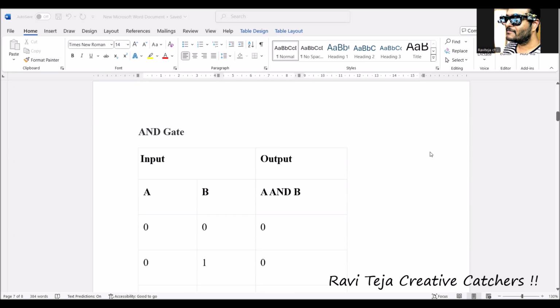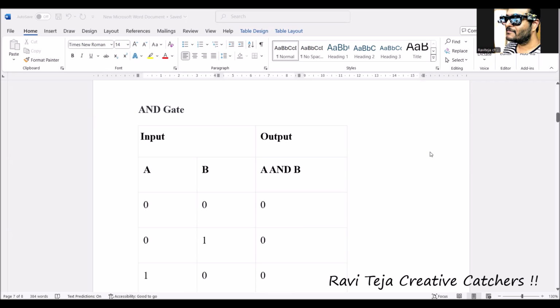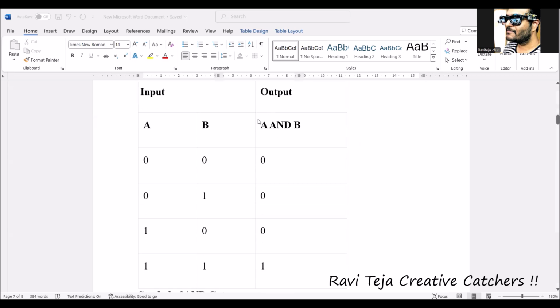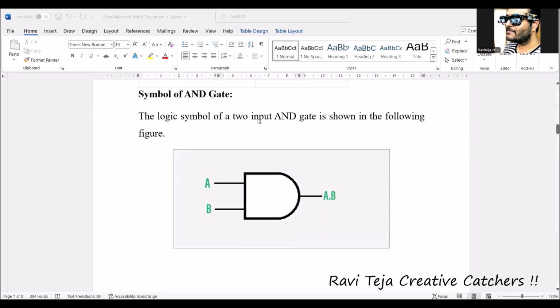Let's see the first basic gate, that is the AND gate. This AND gate has two inputs and one output. So let's see the diagram. This is the symbol of an AND gate, where it has two inputs and one output, and the output is derived based on the two inputs, that is A into B.